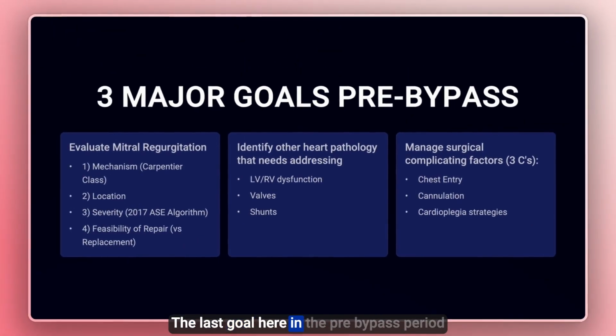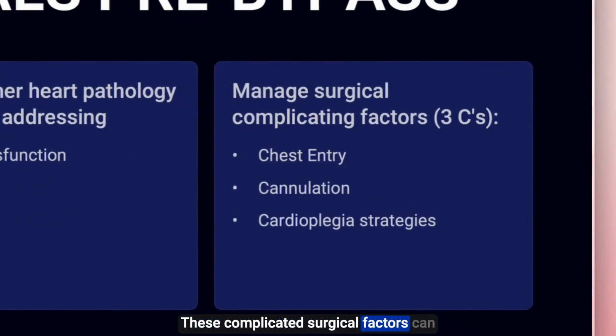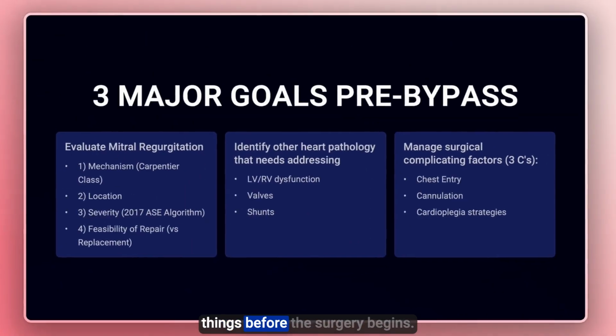The last goal here in the pre-bypass period is identifying complicating surgical factors that may influence how you use TEE in the pre-bypass period or the post-bypass period. These complicated surgical factors can be divided into the 3 C's: chest entry, cannulation, and cardioplegia strategies. We will want to know all these things before the surgery begins.